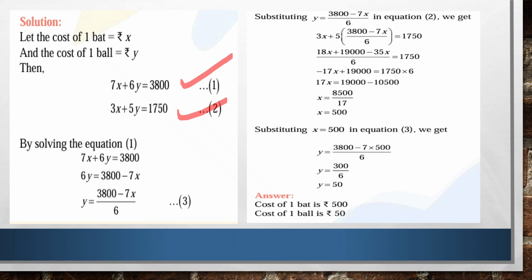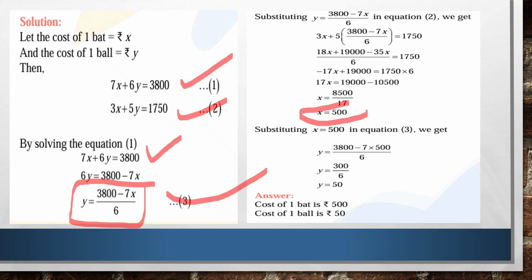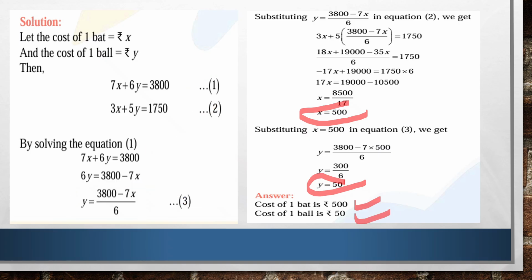By solving the equation, I can write y is equal to (3,800 minus 7x) divided by 6. If you solve it, you will get x is equal to 500. Then find the value of y. Then you will get the cost of one bat as rupees 500 and the cost of one ball as rupees 50. So take this hint and try to solve the problem.